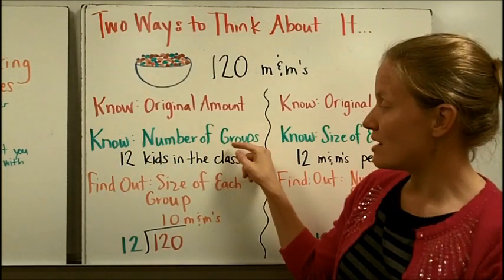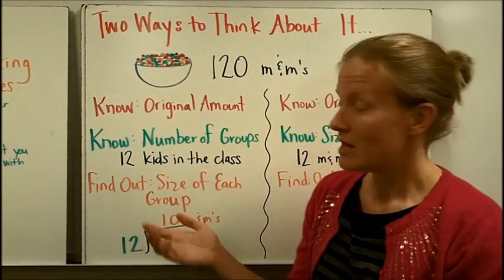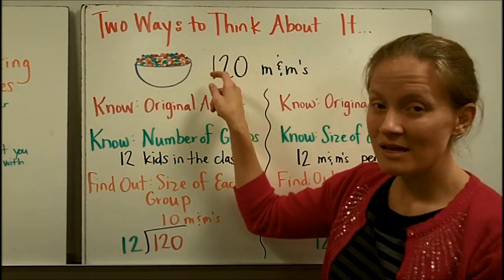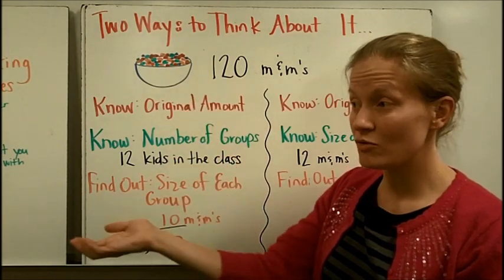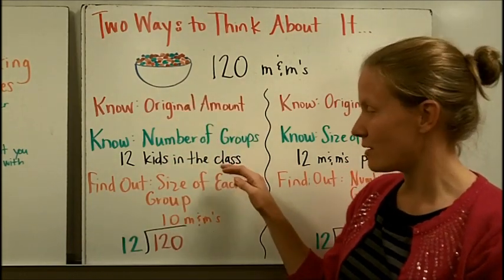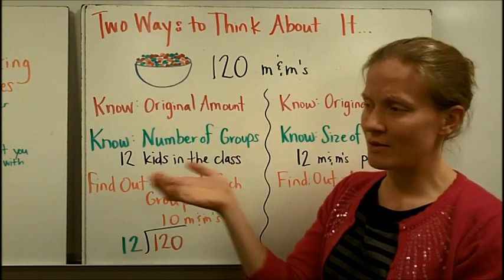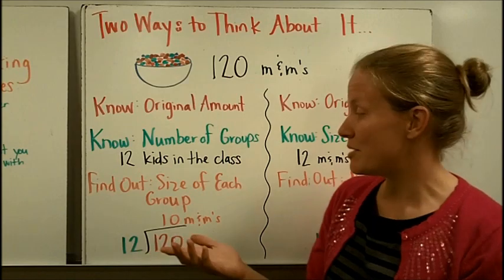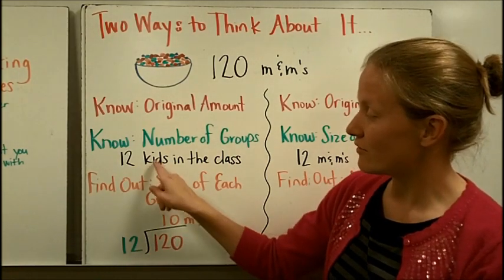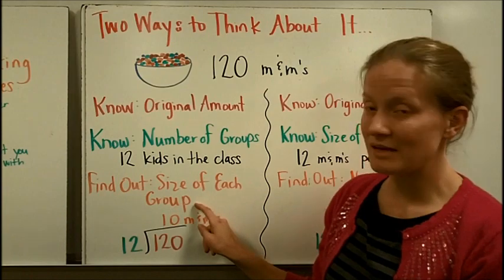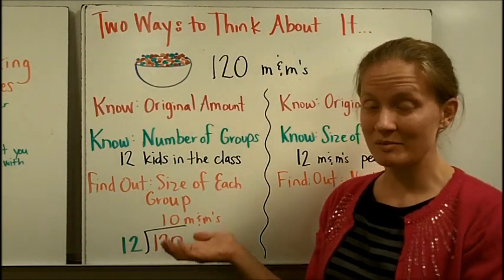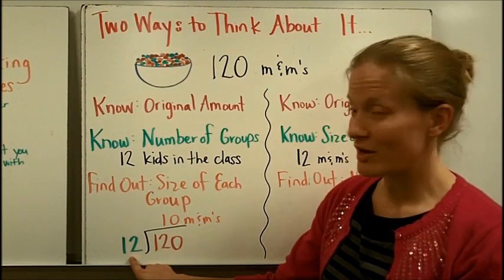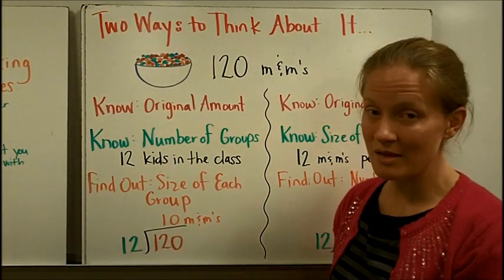And you could know the number of groups that you need to make. So for example, if you had 12 kids in the class and you wanted to divide these M&Ms evenly among them, you would know you would need 12 groups of M&Ms. We're not talking about 12 groups of kids, we're talking about 12 piles of M&Ms so that each one of those kids can have a pile of M&Ms. So if you know that there are 12 kids in the class, you're trying to find out the size of each group. In other words, how many M&Ms each kid will get. And the answer will be 10. 120 M&Ms divided by 12 kids would give each kid 10 M&Ms.